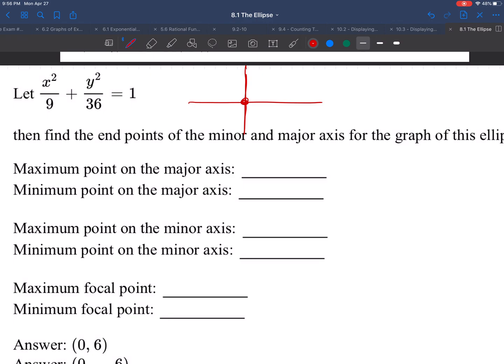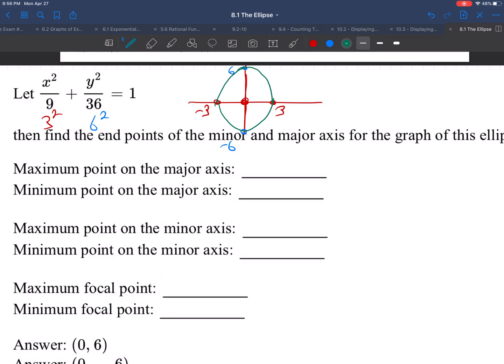And whatever's underneath x, 3 squared, so this graph goes right and left 3, negative 3. And whatever's underneath y, that's 6 squared, goes up and down 6. So it goes up to 6 and down to negative 6. And then we just draw our egg shape. I didn't draw it too well. It's probably a little taller. It should be taller than that.